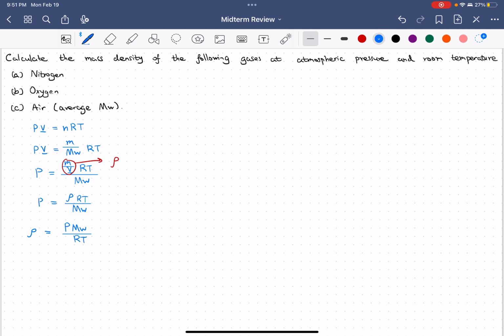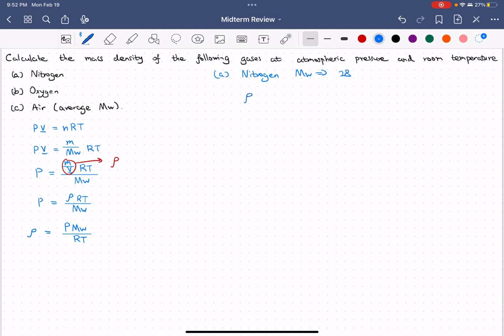For our first gas, it's nitrogen. We can find its molecular weight either online or in the appendix. Be aware that nitrogen is a diatomic gas, which means if you find the atomic mass number, you have to multiply it by 2 to find the molecular weight of nitrogen, which is 28.